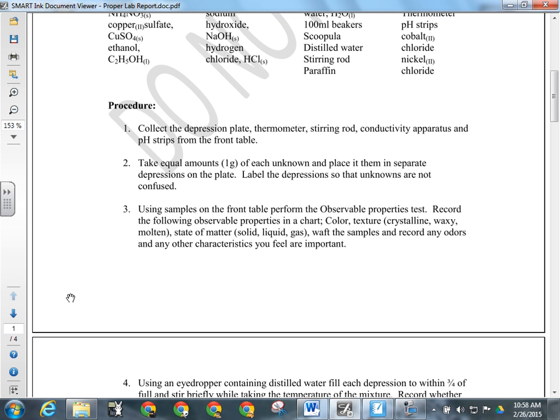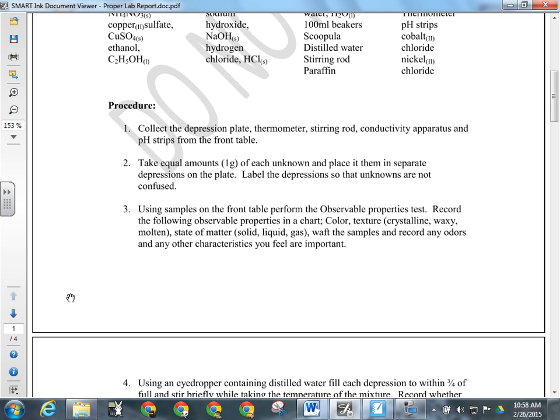So, first thing, collect the depression plate, thermometer, stirring rod, conductivity apparatus, and pH strips from the front table. A lot of you also mentioned get your safety equipment. Also good. Number 2, take equal amounts of each unknown and place them in separate depressions on the plate. Label the depressions so that unknowns are not confused. So here's where you put all of your samples. And I said take equal amounts. You guys usually said fill it 1/4 to 1/3 full, which is the same thing. Everyone follow me there? We have to be specific.